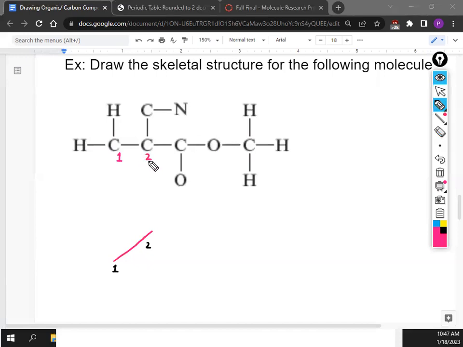Okay, so let's take a look at carbon 2 right here. Carbon 2 has a carbon going up. So we're going to go up. And since it's a carbon, we're going to make it a corner. So we'll call this carbon 3. Okay. So this is our third carbon.